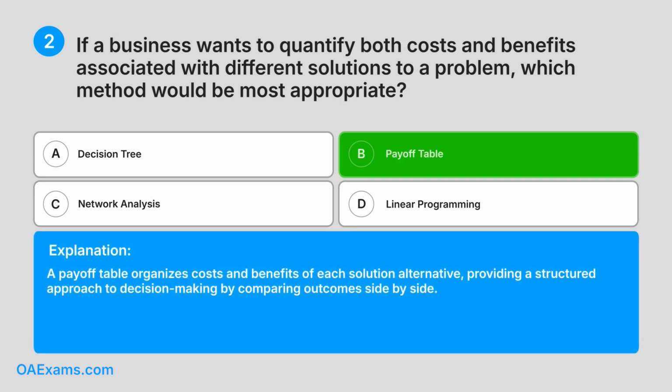Explanation. A payoff table organizes costs and benefits of each solution alternative, providing a structured approach to decision-making by comparing outcomes side by side.